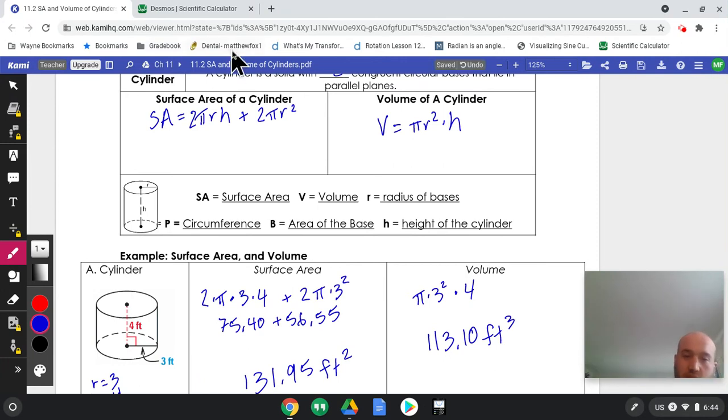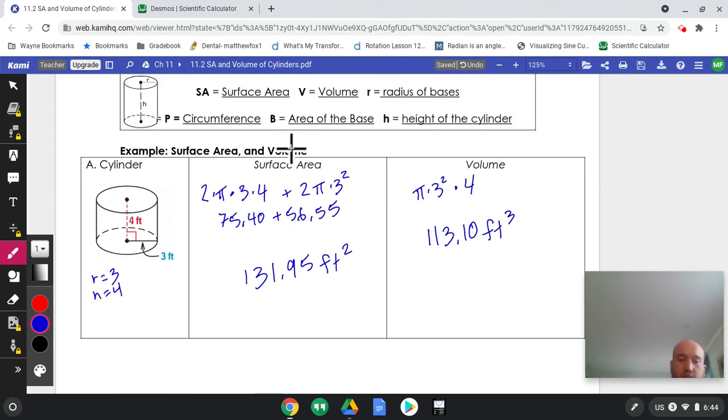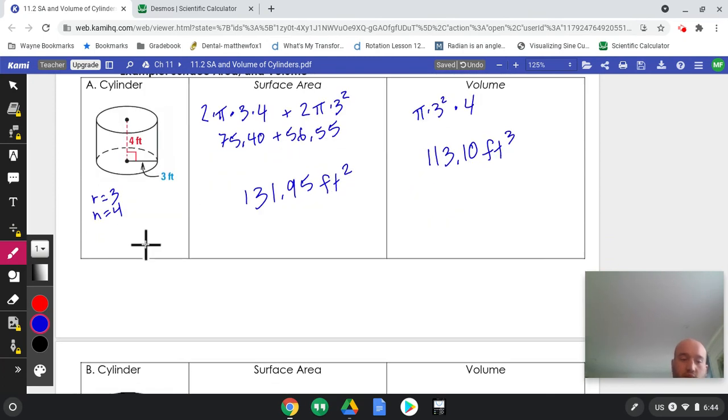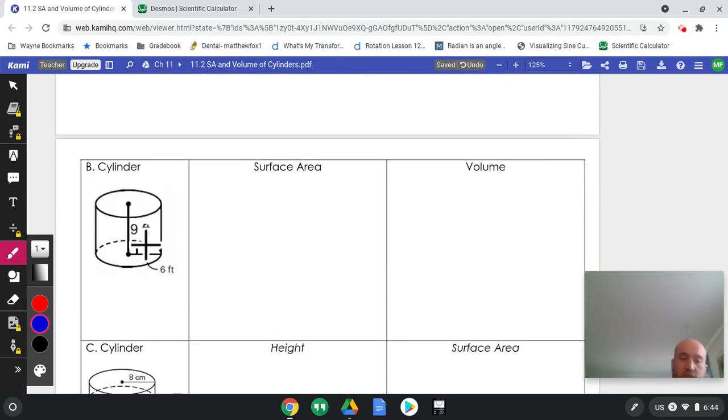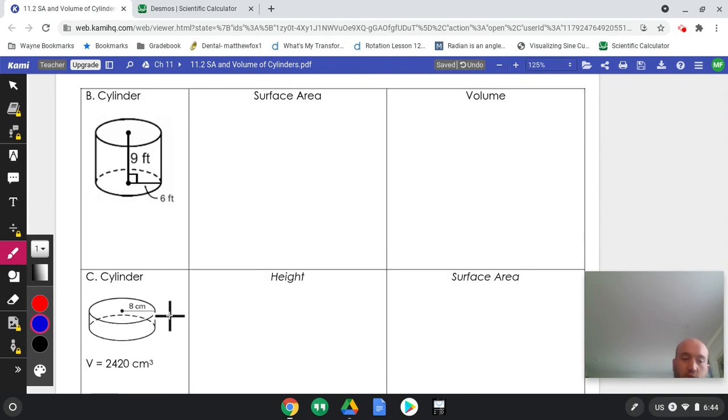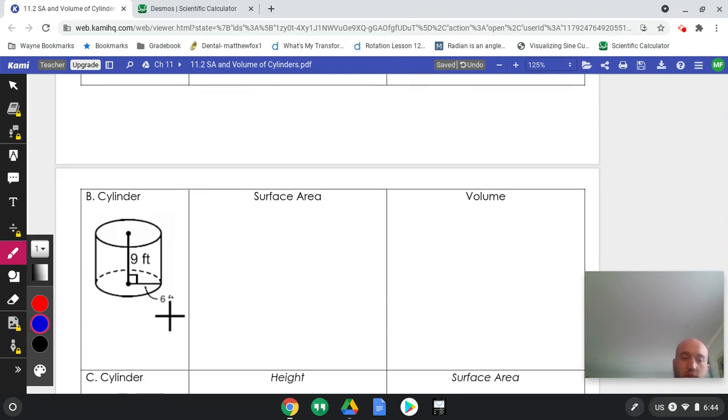All right, let's take a look. We got a few more examples. We're going to do one more like this and then one more the opposite way, where we start with the volume and find what is missing. Okay, so if we look here, once again, the height is 9, the radius is 6. So it's up to you. I like to kind of write them out. R equals 6, height equals 9.